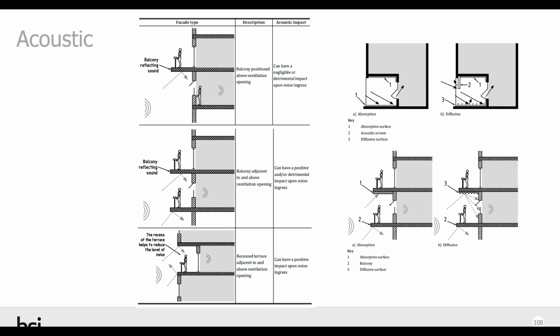And there is also guidance on security measures that should be included for good balconies and terraces. So that's us pretty well completed.